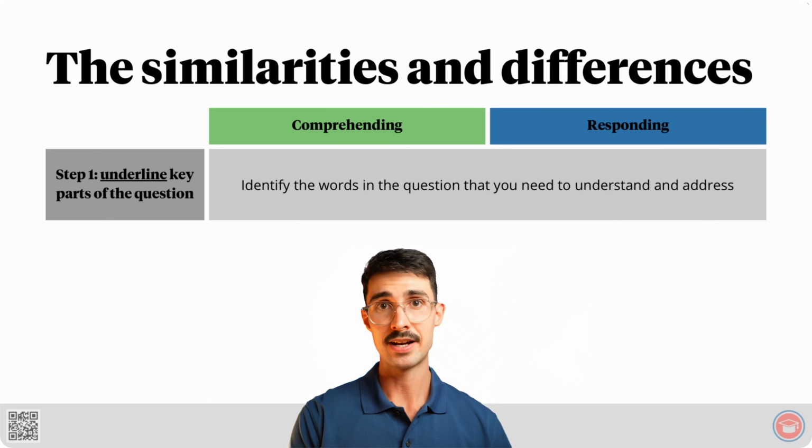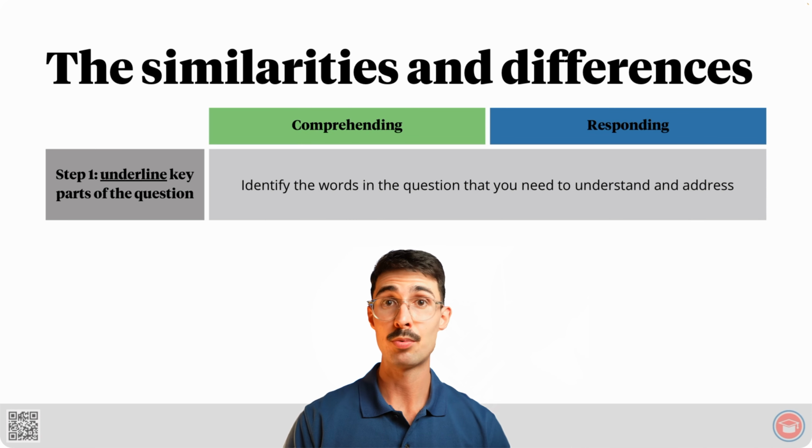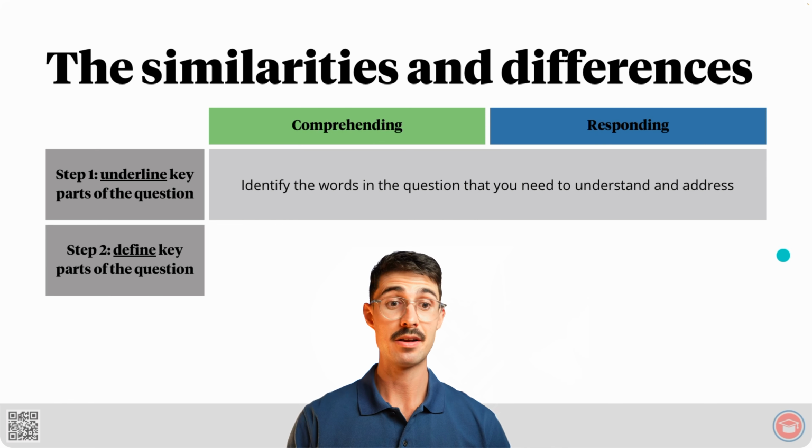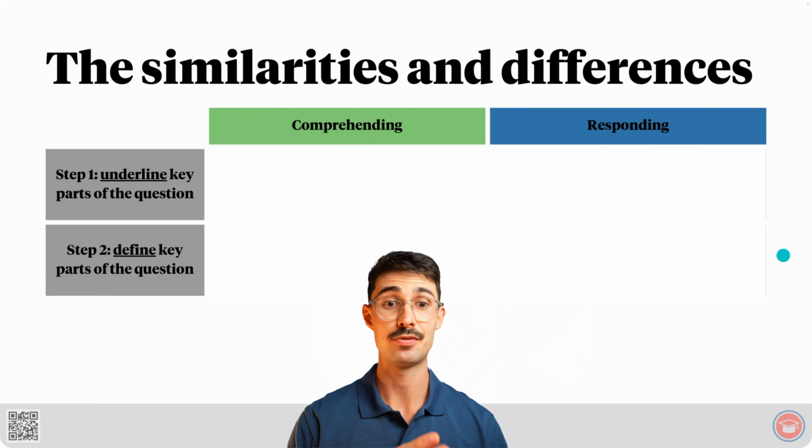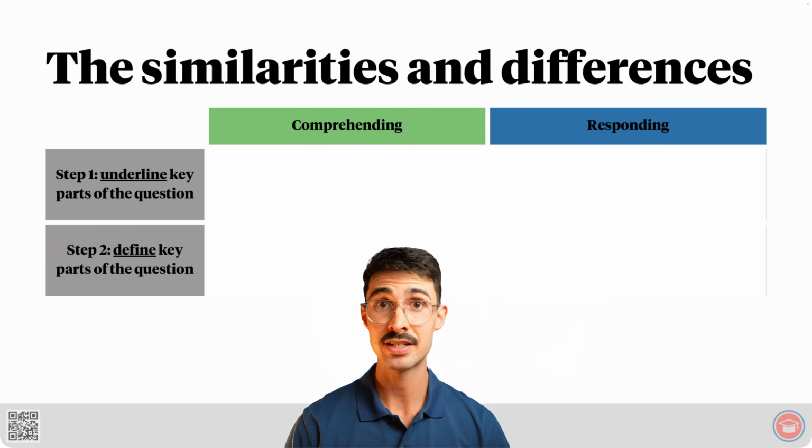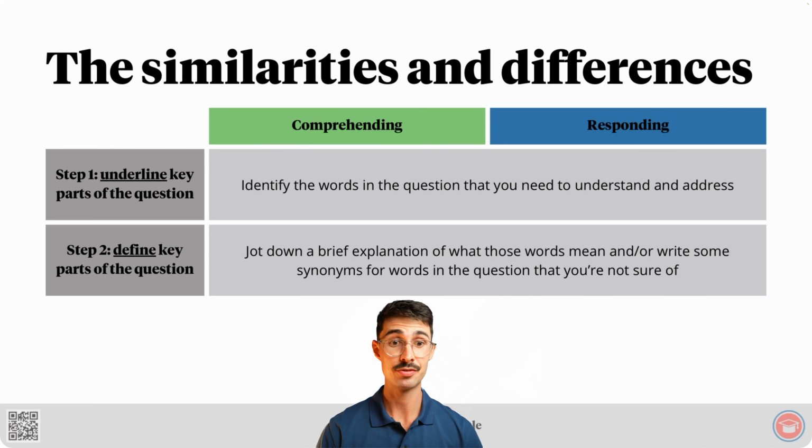For both the comprehending section and responding section, step 1 requires you to identify the words in the question that you need to understand and address. The same thing can be said about step 2, defining those key parts of the question. They're the same for the comprehending section and the responding section. In both sections, you should jot down a brief explanation of what those words mean and or write some synonyms for words in the question that you're not sure of.